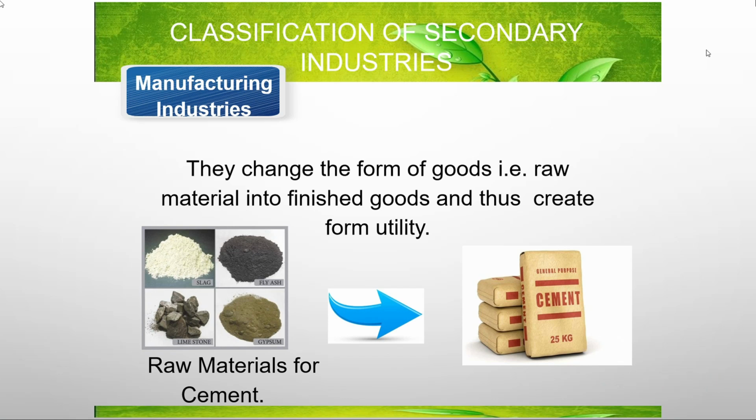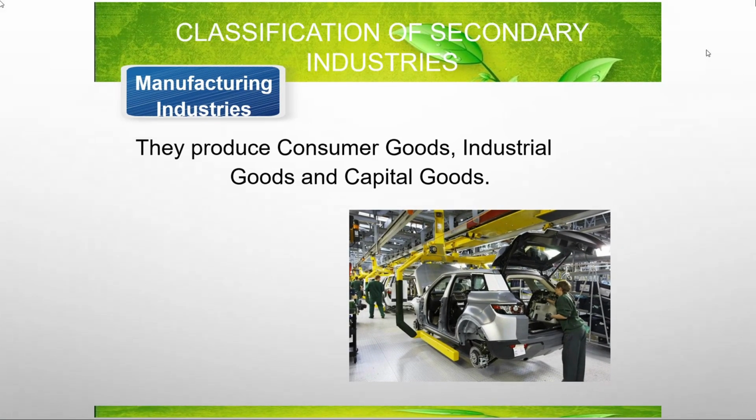You can see the example of raw materials that are used in making cement. Slag, fly ash, limestone and gypsum all put together are processed, and that is how cement is produced. The manufacturing industries produce consumer goods, industrial goods, and capital goods.